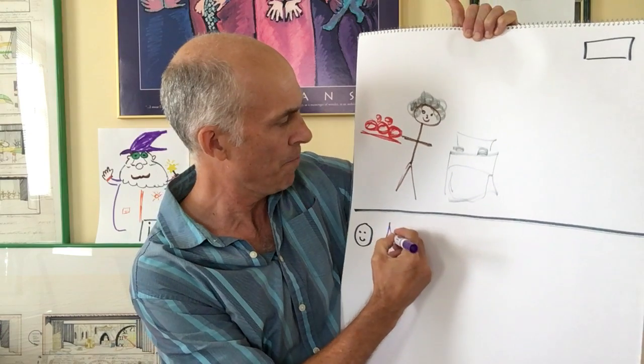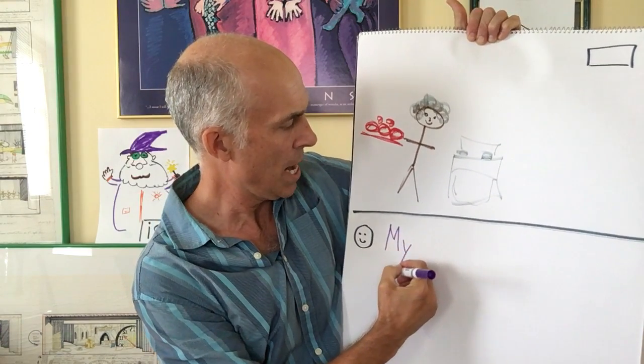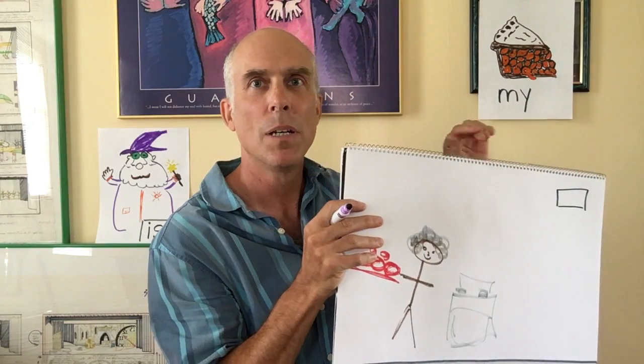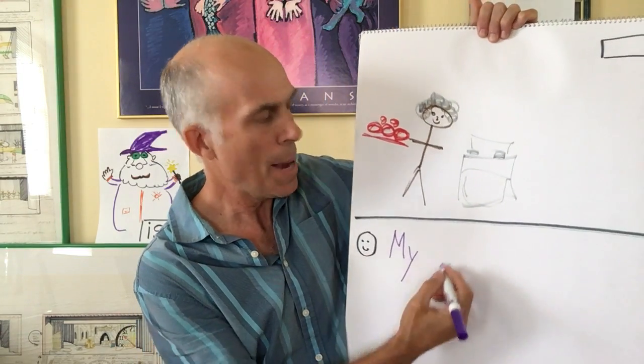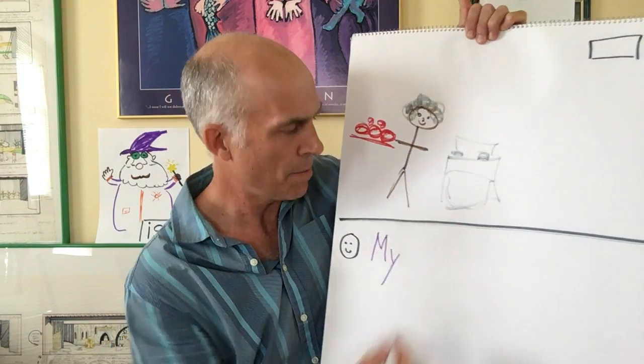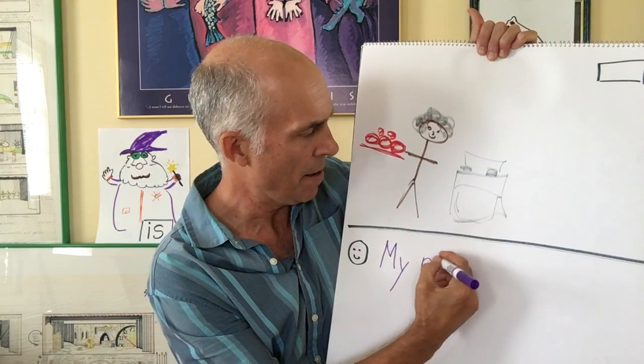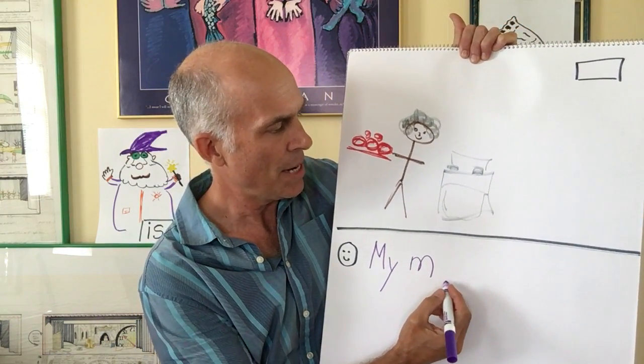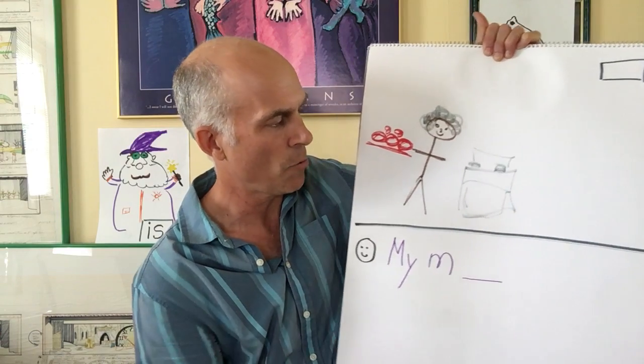It's M-Y, from the pie of my. And it's right here in my room. My mom. The next sound is M. That's the letter M. My mom is. And the next word, I'll put a magic line there for right now.